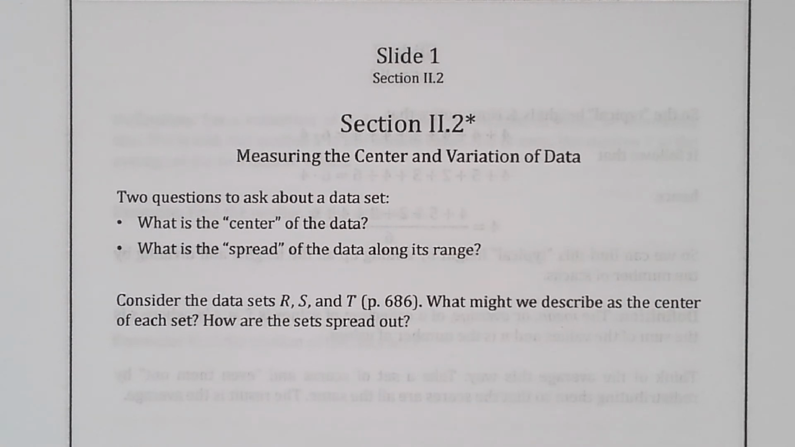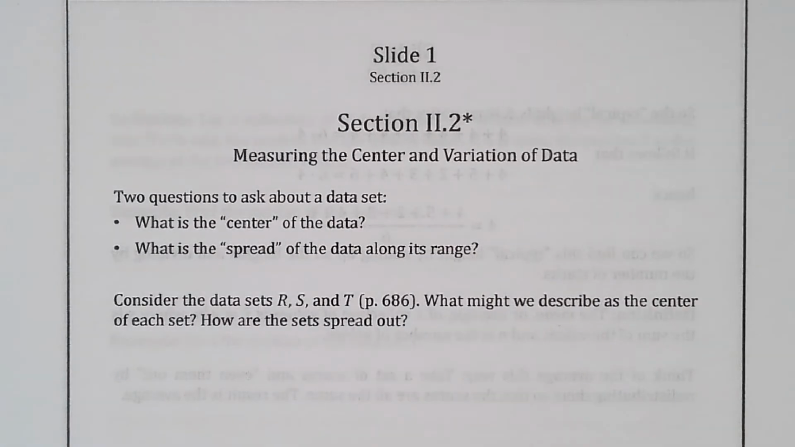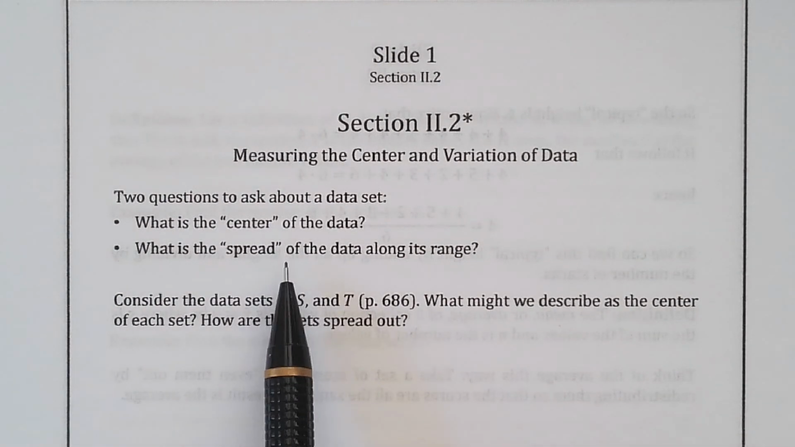So section 13.2, or 2.2 as it's called in the syllabus, is about taking some of the things we noticed in the previous section and making them quantitative. We talked about things like what is a typical score for a data set, or how is the data set spread out. Now we would like to add some numbers to that. We'd like to come up with a way of measuring the center of a data set, and we would like to measure the spread of the data set along its range.